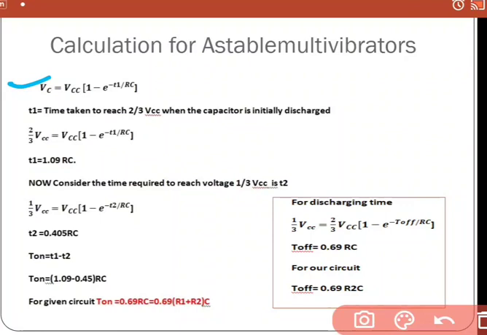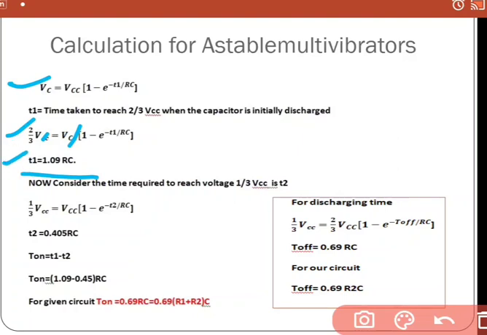Now T1 is equal to the time taken to reach 2/3 of VCC when the capacitor is initially discharged. So from an initial 0 voltage to reach 2/3 of VCC, it will take T1 equal to 1.09 RC, this amount of time. The calculation is very simple. You cancel the VCC and VCC. You just bring e to the power minus T1 by RC to the left hand side and 2/3 to the right hand side. Just simple calculation. Take the logarithm of e base, and from that you can simply find this value.